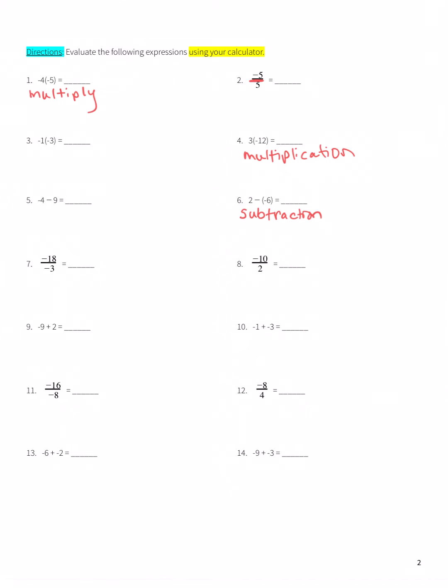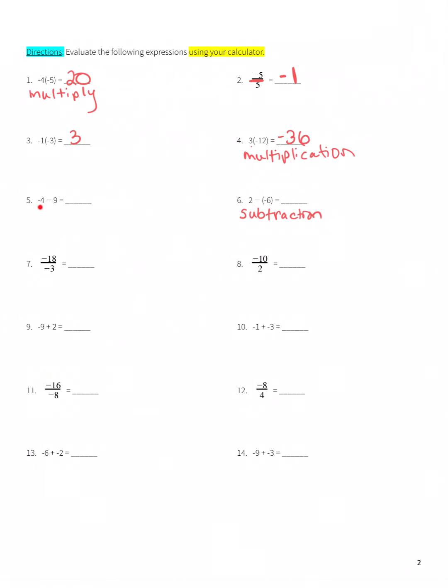Hopefully you did these on your own and you get them correct. Here we have a negative times a negative, same sign. When we multiply two numbers by the same sign, the answer is always positive. We have number 2. We have a negative divided by a positive. These are different signs, so my answer is negative. Here we go. Negative times a negative equals a positive. Positive times a negative, different signs. Your answer is negative.